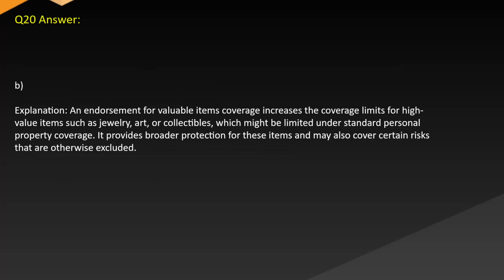Answer: B. Explanation: An endorsement for valuable items coverage increases the coverage limits for high-value items such as jewelry, art, or collectibles, which might be limited under standard personal property coverage. It provides broader protection for these items and may also cover certain risks that are otherwise excluded.